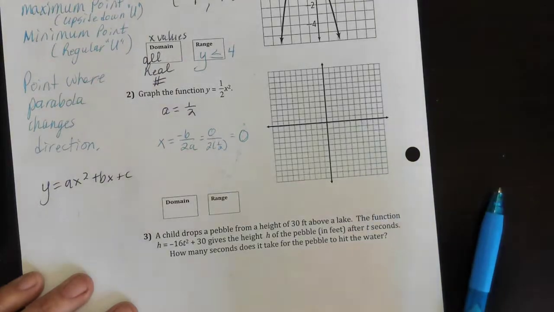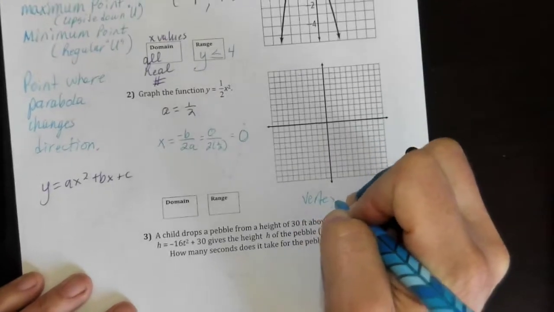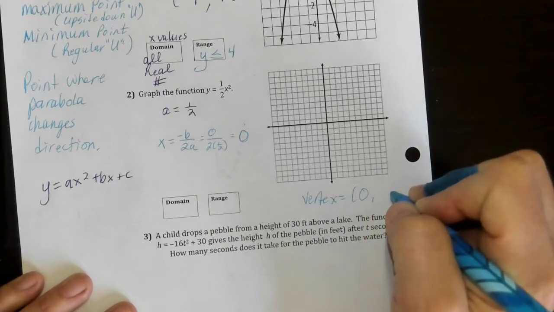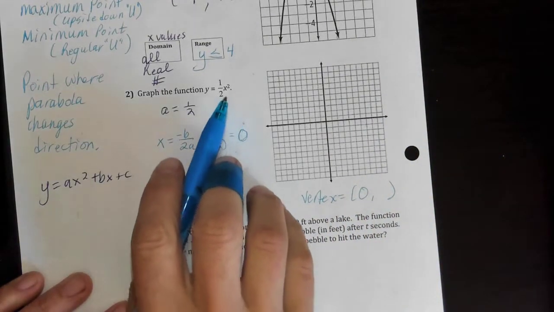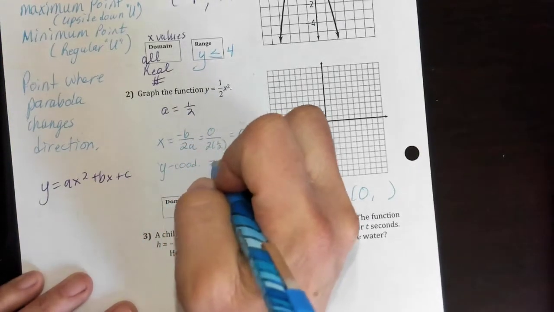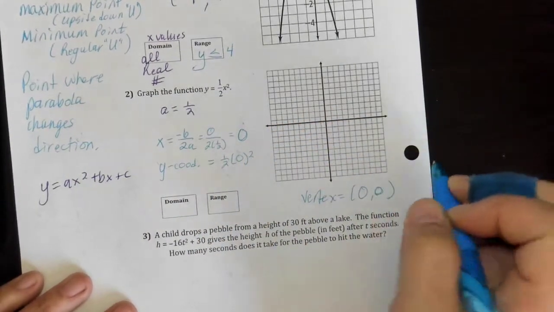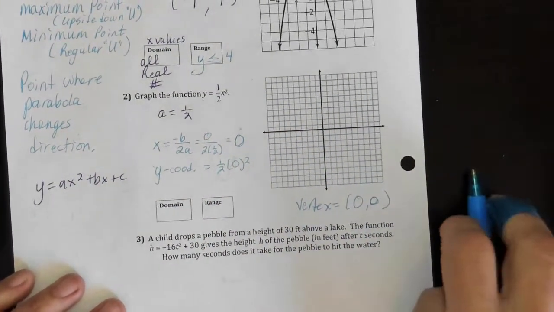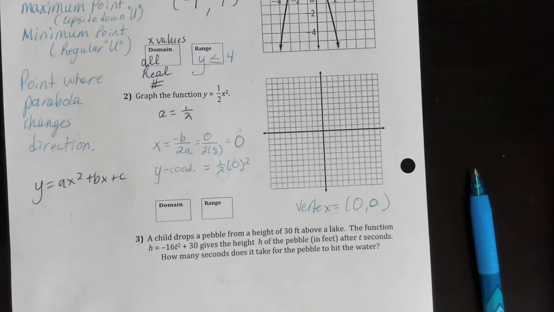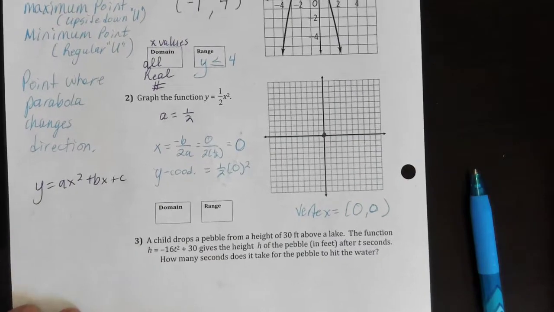Okay. To find the y coordinate for the vertex, so my vertex right now has an x coordinate of 0, I'm going to plug it back into my equation. So I'm going to say 1/2 times 0 squared. Guess what? 0 squared is 0, and 0 times anything is 0. So we have a vertex of 0, 0. And I'm going to plot that. Here's my vertex of 0, 0. All right.